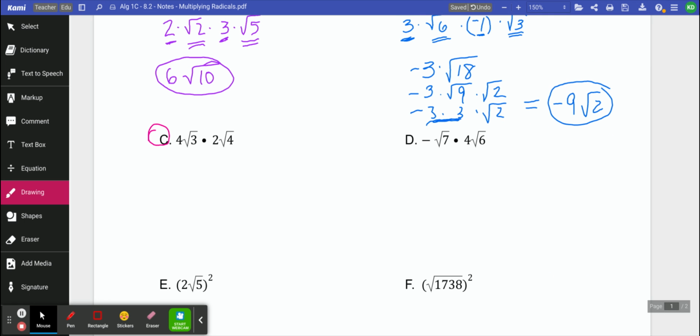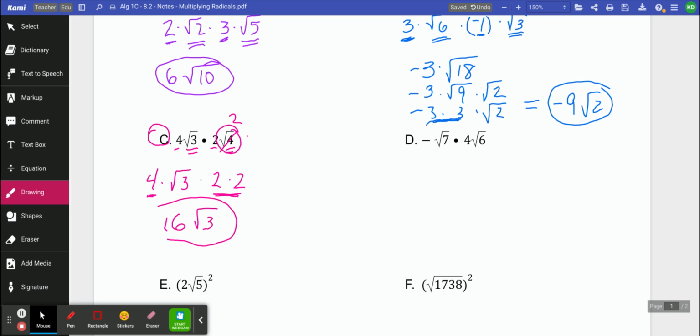Moving on to example C, on the outside 4 times 2 is 8. And on the inside here, before I go too far, I've got radical 3 times radical 4, but what do we know about radical 4? I know that that's actually a perfect square, so I'm going to write that as a 2. I'm actually going to rewrite this whole thing here. So we have 4 times radical 3 times 2. That radical 4 became just a regular 2. Now when I multiply my outside stuff together, 4 times 2 is 8 times 2 is 16, and then my radical 3 stays on the inside.